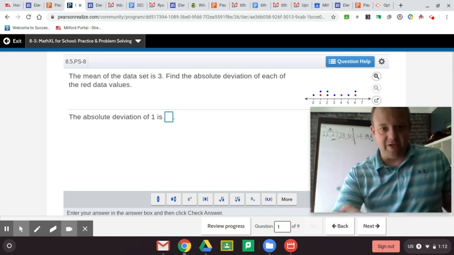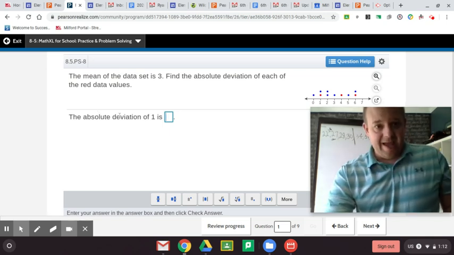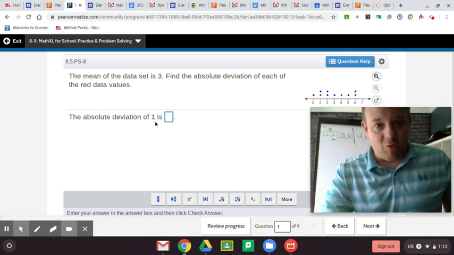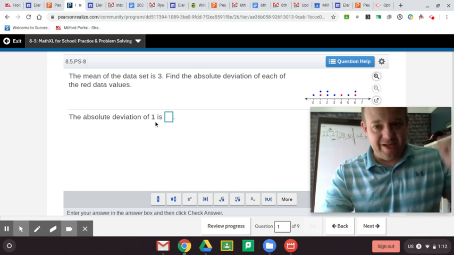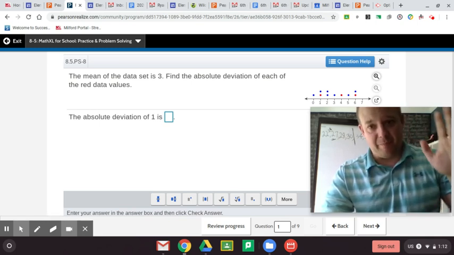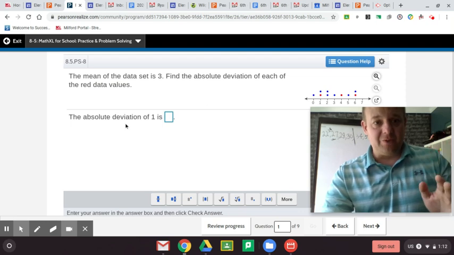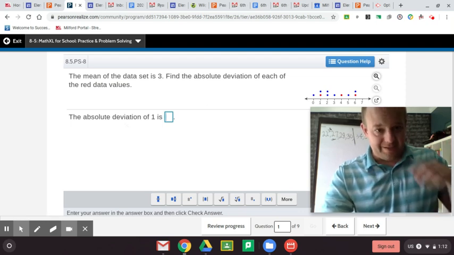So here we go. Now, absolute deviation of 1. When deviations go down, it's going to be negative. When deviations go up, they're positive. But with absolute deviations, they're all positive, okay?